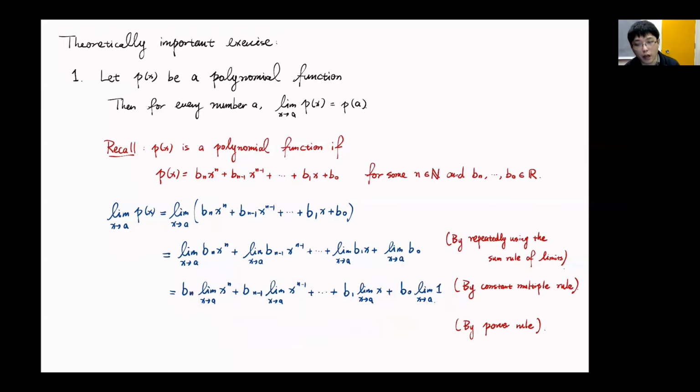All right, so at the end of the day, we will get b sub n times a to the nth power plus b sub n minus 1 times a to the n minus 1th power, and so on, adding all the way down to b sub 1 times a, and then plus b sub 0. Okay, but what is this? This is nothing but p of a. That way we manage to prove that the limit of p of x is precisely p of a. And that concludes our proof over here. So this will be the solution to the first theoretically important exercise.